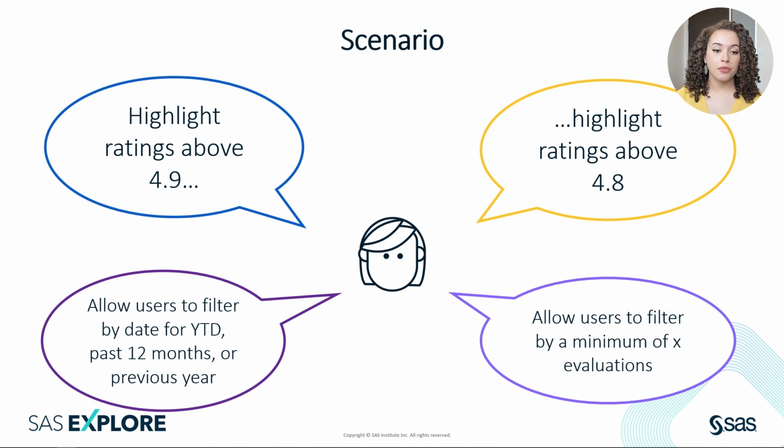Another place that we've used parameters in this report is in the date filter. Our users wanted a variety of different options for filtering dates, but we pretty much settled on you'd either be looking at the evaluations year to date, for the past 12 months rolling, or for the previous year. So we're going to talk about how a parameter was used in that case. A parameter was also used in this report for filtering by a minimum number of evaluations. There was a text input box in our prompt area that allowed users to input this minimum number.